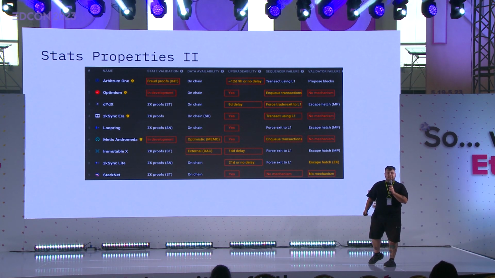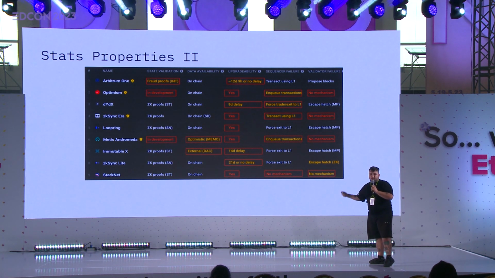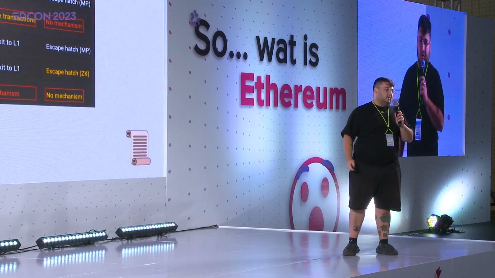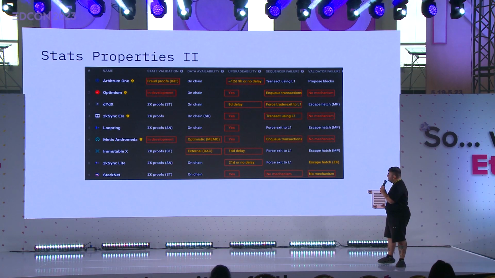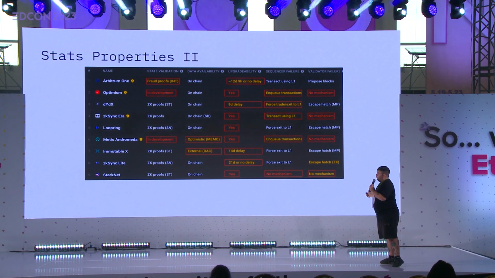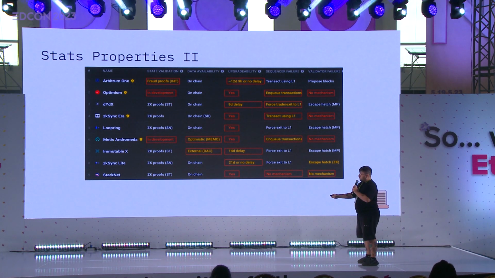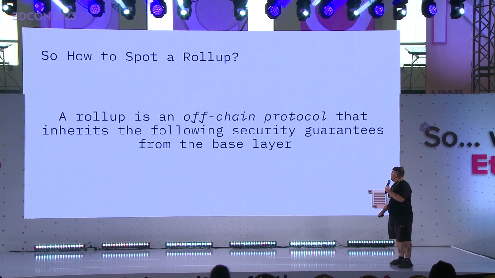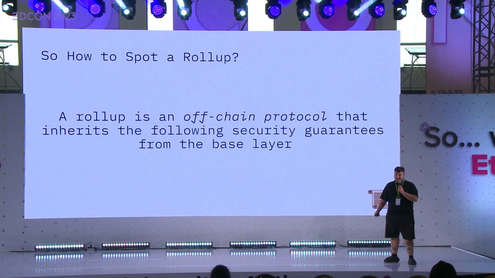So they are at a stage where they are slowly becoming compliant with what the majority would agree is a definition of a rollup, but they currently are not compliant with all the requirements. So let's define what a rollup is. A rollup is an off-chain protocol that inherits the following security properties from the underlying base layer.